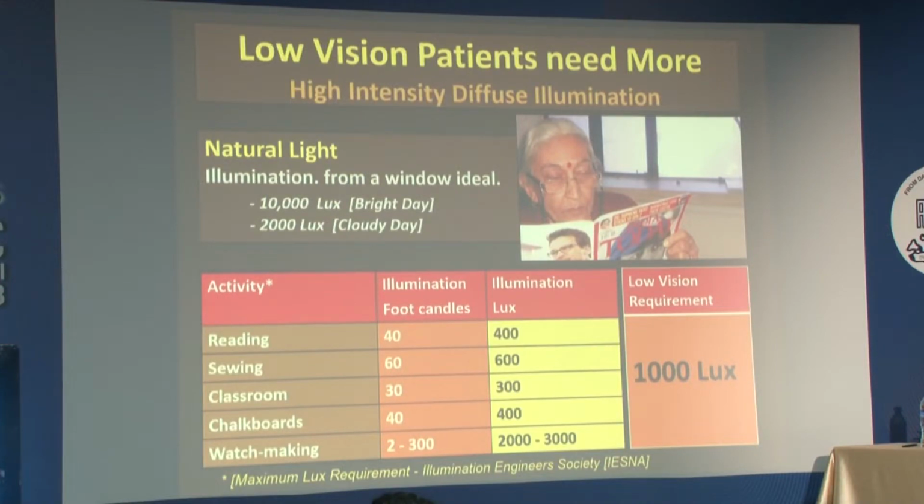How can you provide such high intensity of light? There are two ways: natural light and artificial light. In natural light, you can have illumination from a window. You can see this patient sitting in front of the window with her back turned towards the window. On a bright day, sitting near the window will provide about 10,000 lux of illumination, and on a cloudy day, about 2,000 lux, which is quite sufficient for a low vision patient.